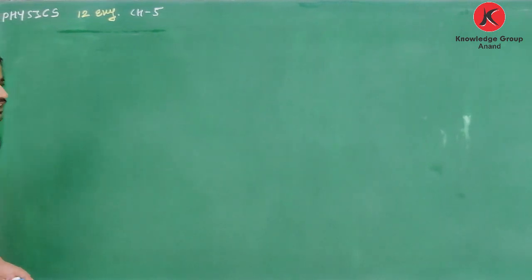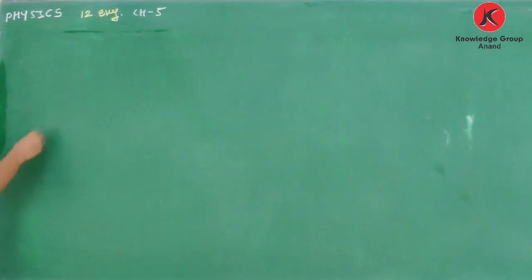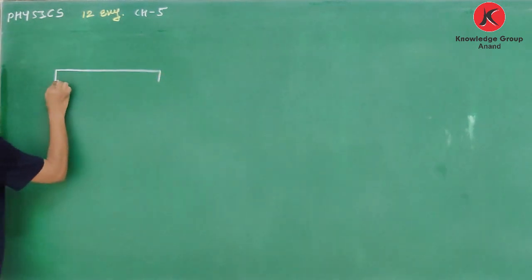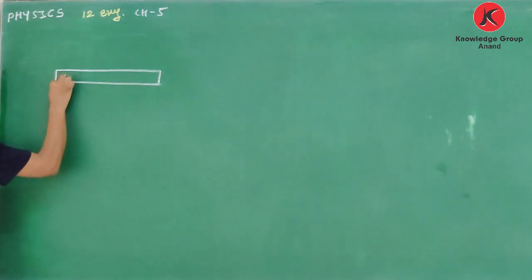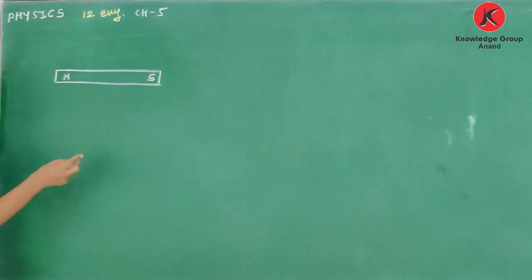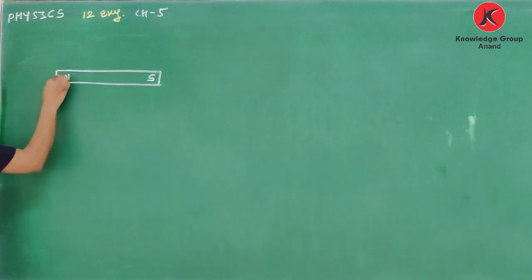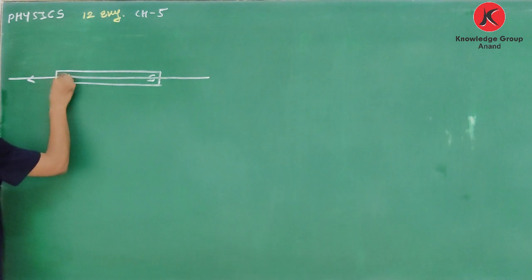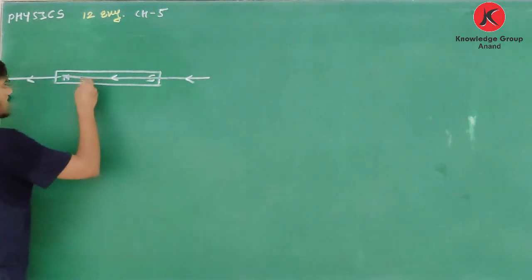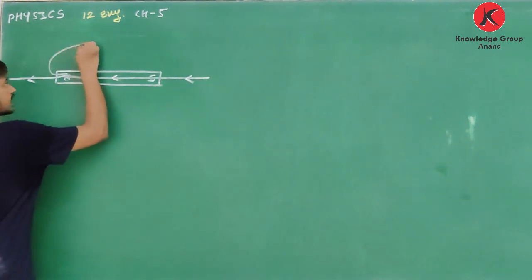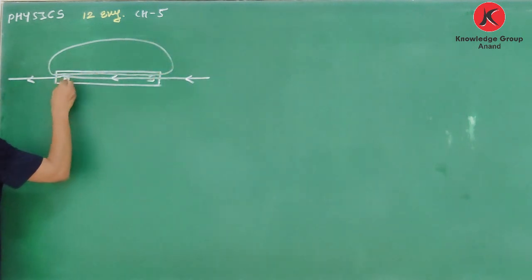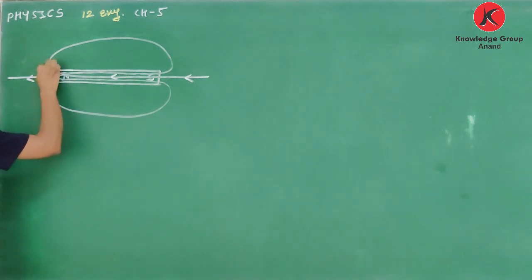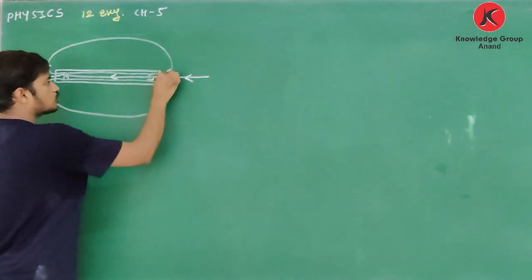Now we will understand the dip angle with the help of a bar magnet. See, if it is a bar magnet, North Pole, South Pole. We know the magnetic field lines go from the North Pole outside to the South Pole inside. Yes, like this. And another magnetic field line is like this. Here also a magnetic field line is like this.